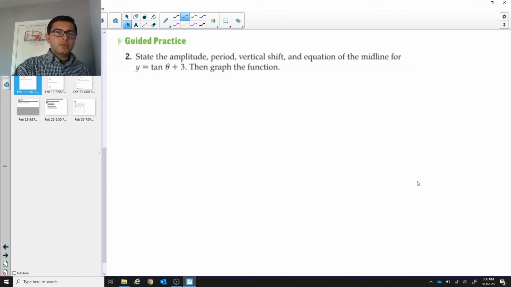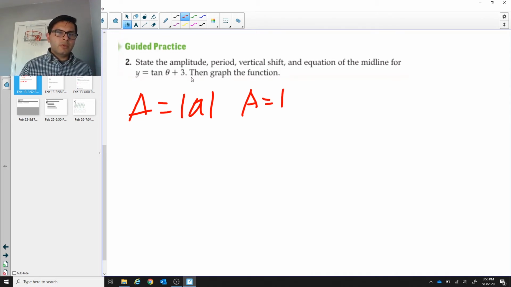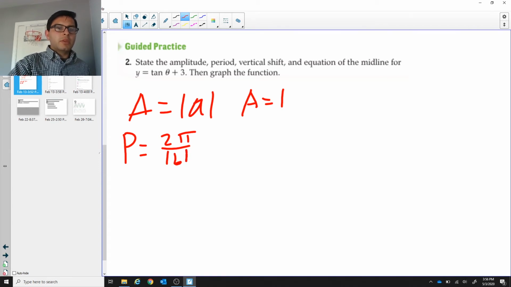So first things first, we're going to want our amplitude. So our amplitude is going to equal the absolute value of A, which our A, since there's nothing in front of the tangent, is going to equal 1. So our amplitude is just going to be 1. Next up, we're going to find the period. Now, I don't see anything multiplying directly towards the theta, so I know my b value is going to equal 1. Now, my period, as you know, is going to equal 2 pi over the absolute value of b. So since b is 1, then my period is going to equal 2 pi.